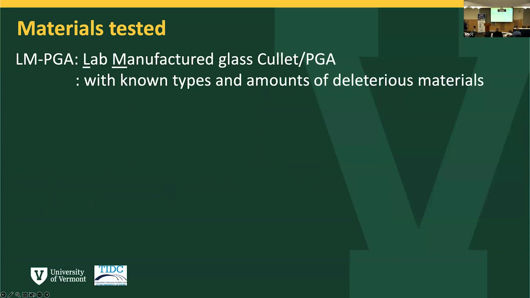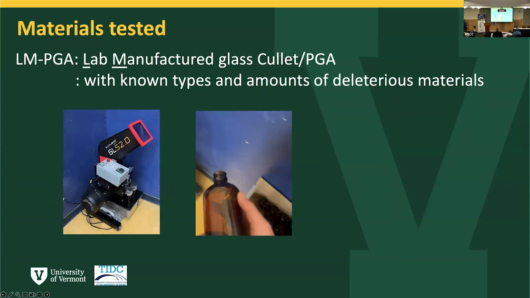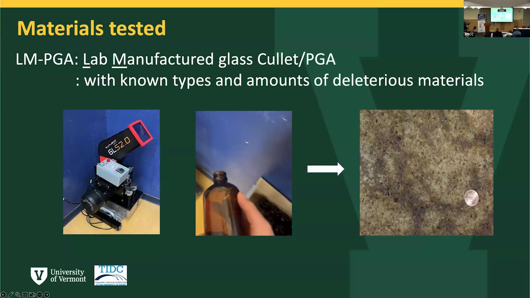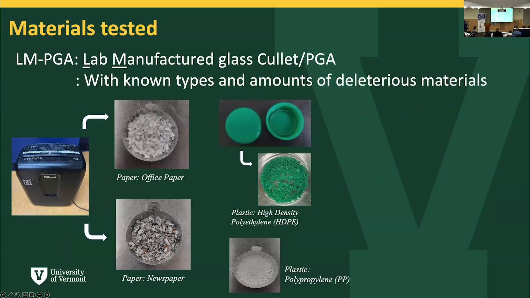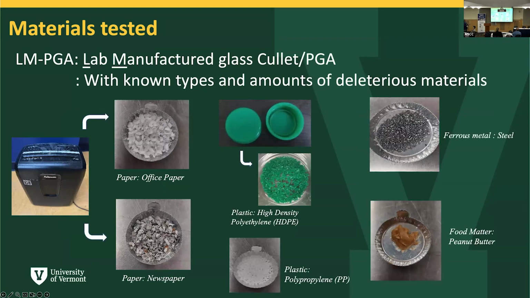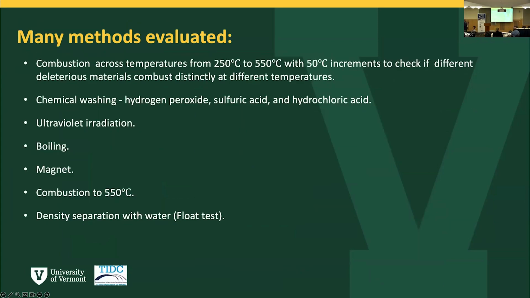So we came up with our own lab manufactured crushed glass. So we use this machine and use clean glass to crush it to create clean glass samples. And its grain size was very similar to the one produced in Vermont by a recycling facility. And then we added paper, different types of papers, plastic, steel, and peanut butter and other food items, so that we know how much deleterious material went into it, and then tried to come up with methods to actually determine it. So we thought, how difficult can it be? But it actually turned out to be quite difficult.